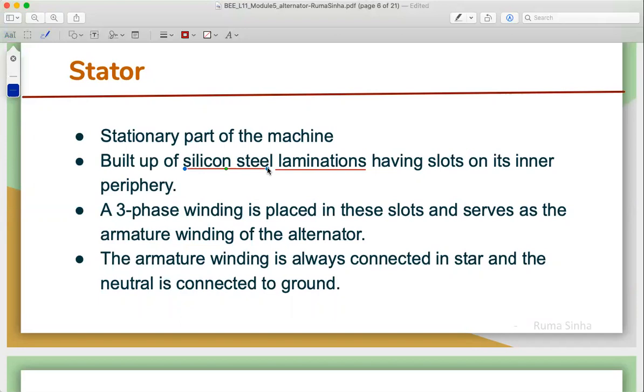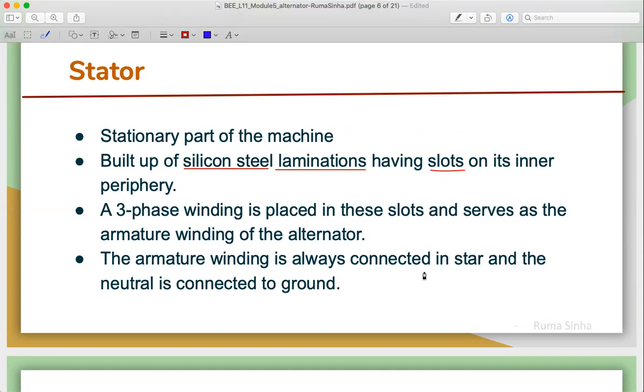And in the inner periphery of the stator, we'll have the slots. In these slots we can place the armature conductors, and armature conductors which are placed in multiple slots will be connected together to form three-phase windings. Three-phase windings means there will be three phases, connected such that there is a 120-degree phase displacement between all these three windings, so that three-phase AC can be generated.